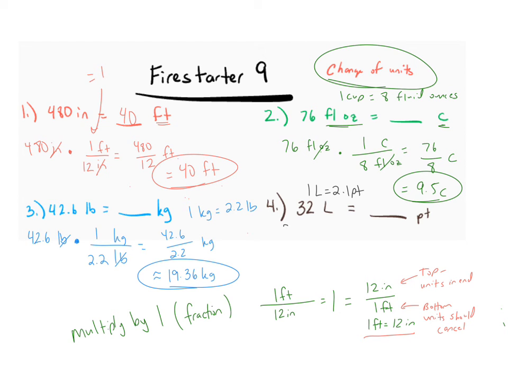So I have 32 liters. I'm going to multiply, make a fraction. Liters goes on the bottom, pints goes on top. I look at my conversion. 1 goes next to the L, 2.1 goes next to the pints. I don't even worry about the numbers until I have my fraction set up with what's going to cancel. So I'm actually going to do 32 times 2.1. Alright, that's going to give me 67.2 pints.